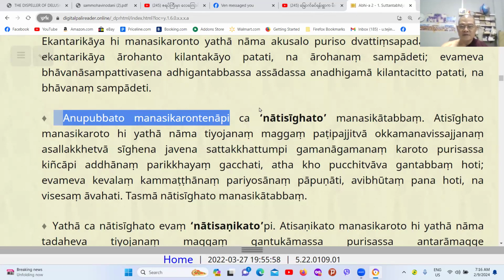We should not recite very fast. If we recite very fast, or if we consider those very fast, then we cannot catch them clearly. What is Kesa, what is Loma, what is Naka, what is Dada, what is the jaw? We will not be clear with the parts of the body. Manasi katabba, nati sikato, we should reflect on them, not so quickly.